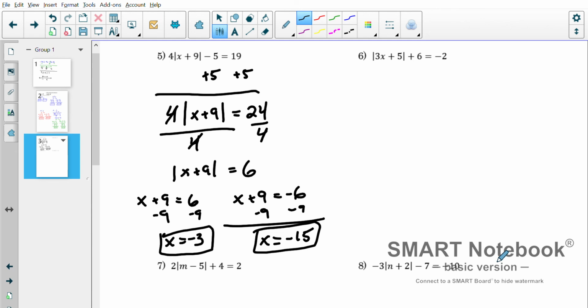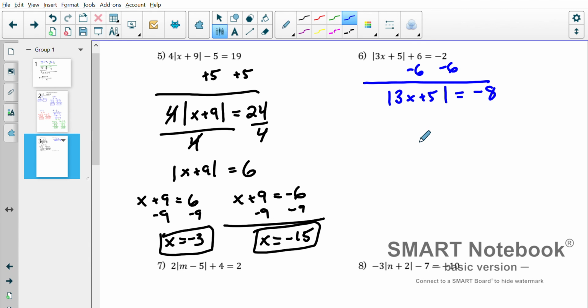All right, why don't we try number 6? Okay, for the rest of these guys, I'm just going to keep going. If you want to pause the video before each problem and try it on your own or try it with a partner, let's do it that way. So I'm going to run through these, pause the video whenever you feel like you need to do the problems, and then check back in. So let's go ahead and subtract 6 from both sides. Absolute value of 3x plus 5 is equal to -8.